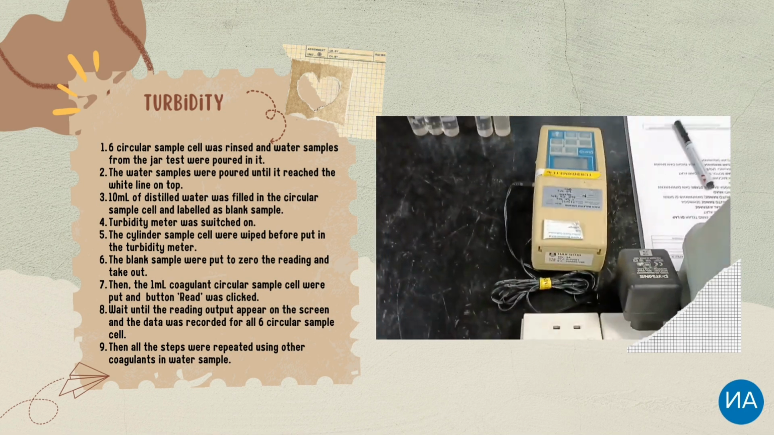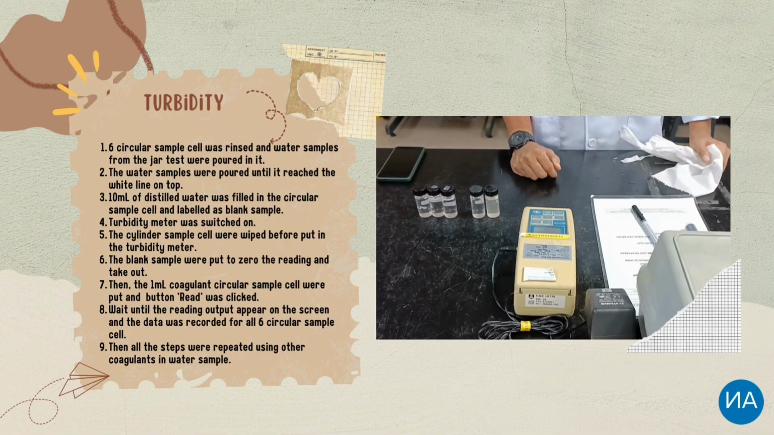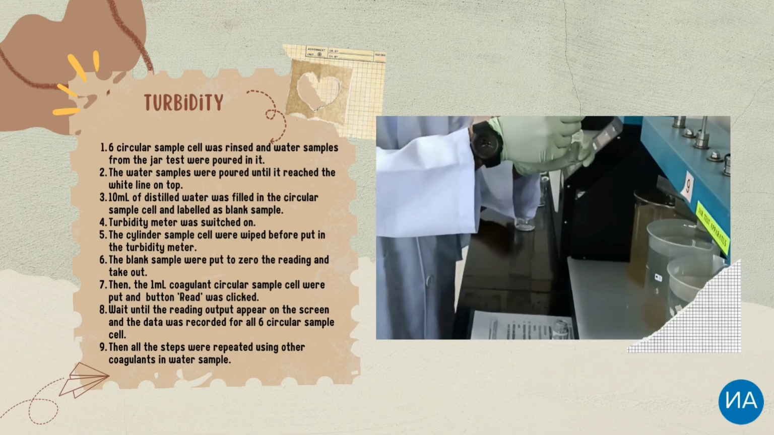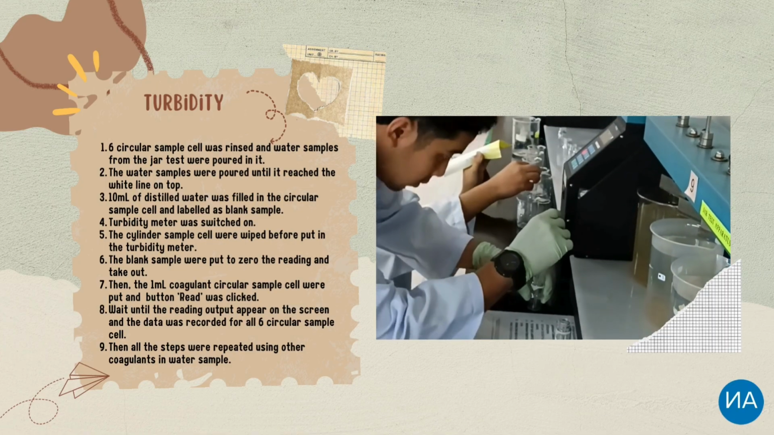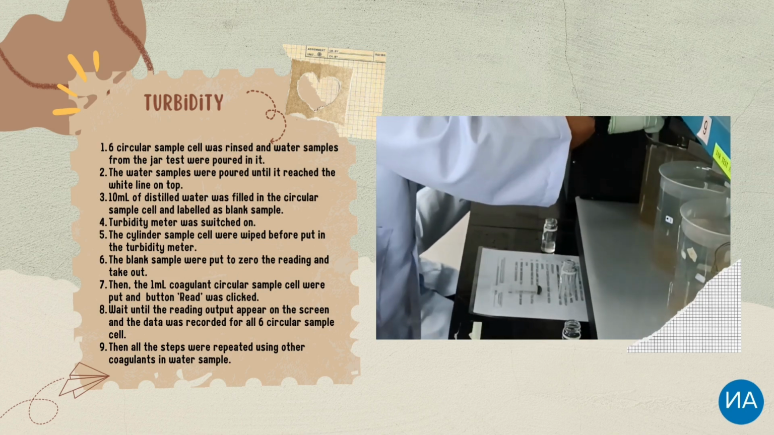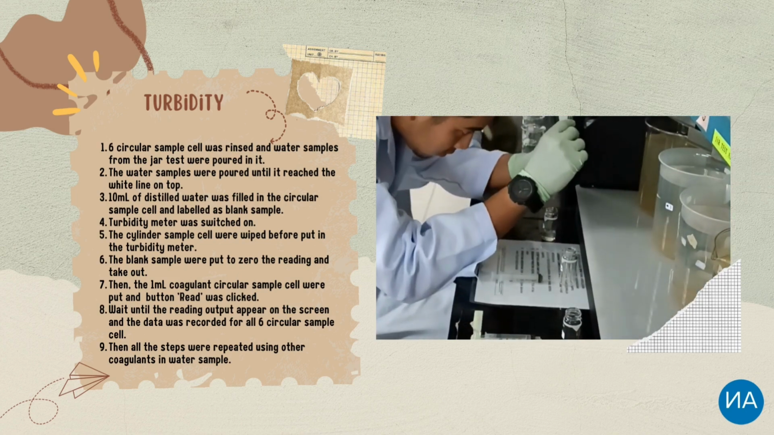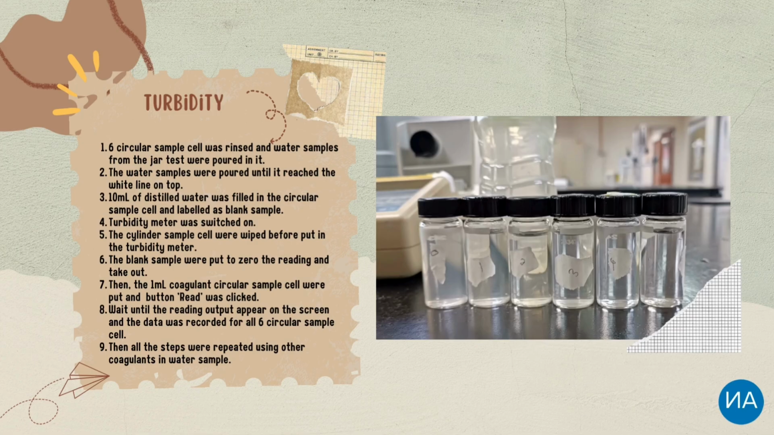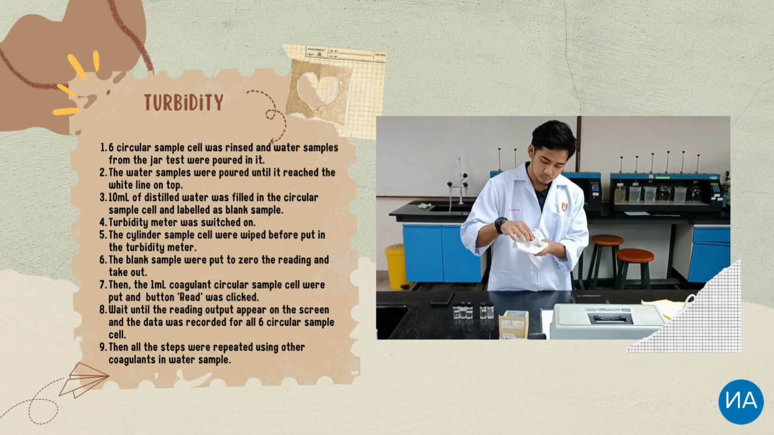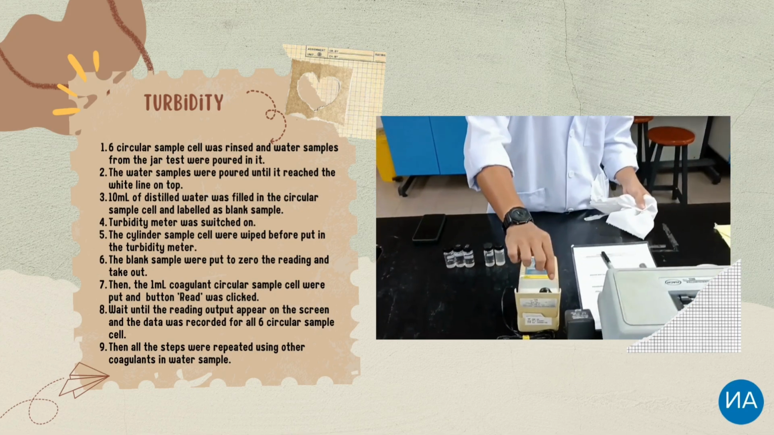Then the cylinder sample cells were wiped and left to dry before being put in the turbidity meter. The blank sample was put in to set the reading to 0 and then taken out. Then the 1 ml coagulant circular sample cell was put in and the read button was clicked. Wait until the reading appears on the screen and the data was recorded for all 6 circular sample cells. Then all these steps were repeated using the other coagulants in the water sample.